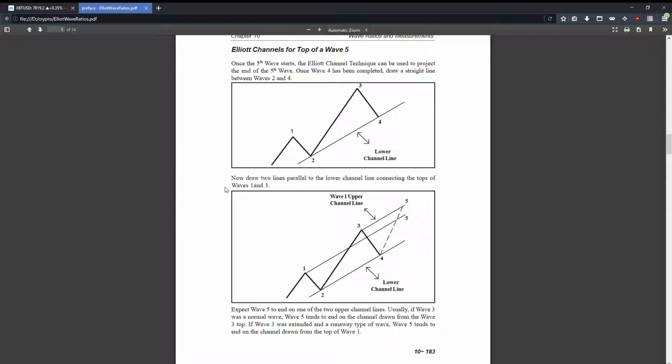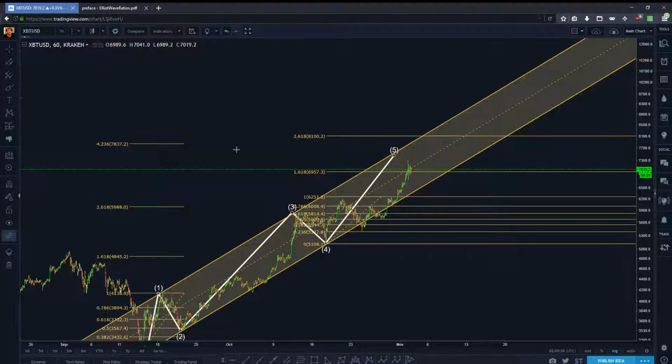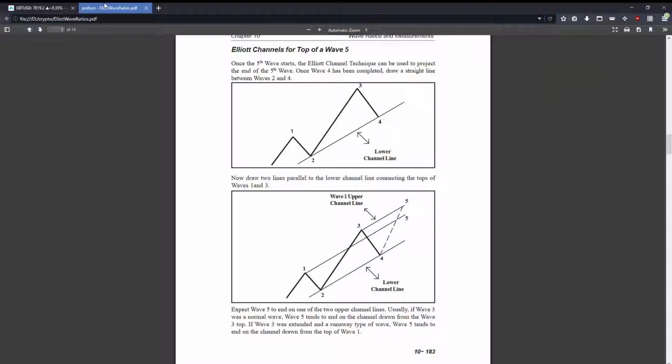I'll draw two parallel lines. So usually if wave 3 was a normal wave, wave 5 tends to end on the channel drawn from the wave 3 top. So in this example, that's here. Wave 3 extended a little bit past the wave 1 channel. If wave 3 was extended and a runaway type of wave, which it is in this case, it went past the 1.62 fib. So if wave 3 was extended and a runaway type of wave, wave 5 tends to end on the channel drawn from the top of wave 1.